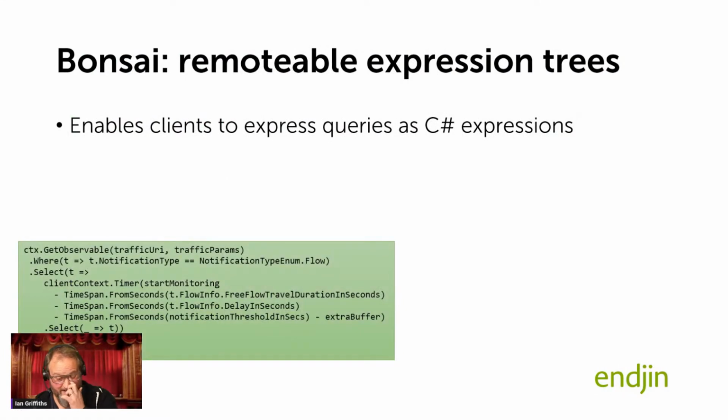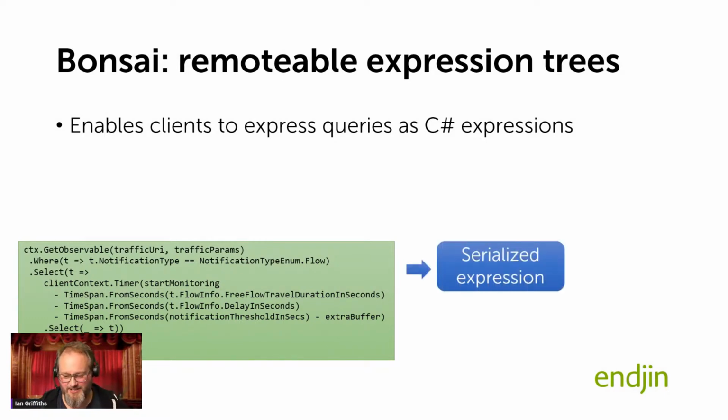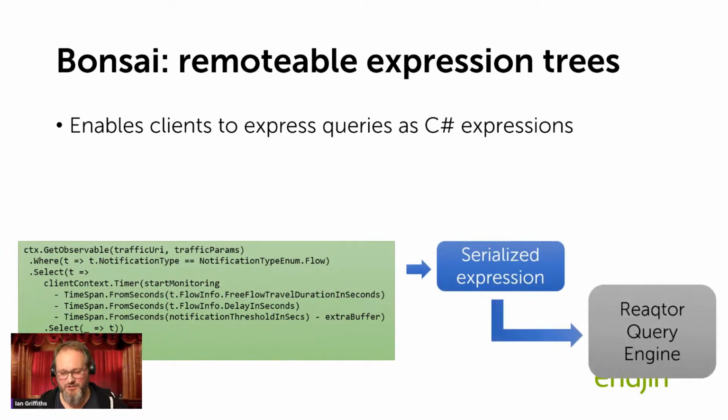Why is it interesting? Well, it means if you want to write queries that have moderately complicated code in them, that can be turned into an expression tree that can be serialized and then sent over to the query engine. It gives us a way of getting our queries from our client applications that run outside of the Reactor query engine into the query engine. So this whole expression here says, give me the observable representing traffic information, I'd like to filter it down to just traffic flow data.